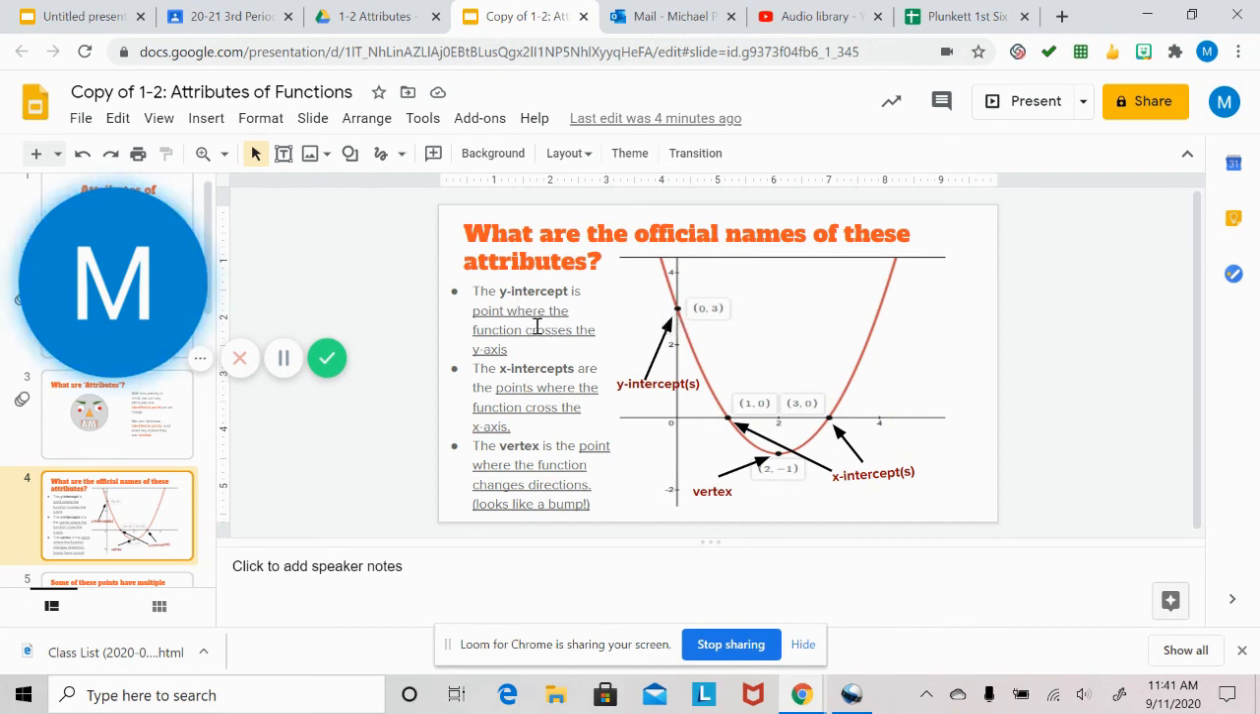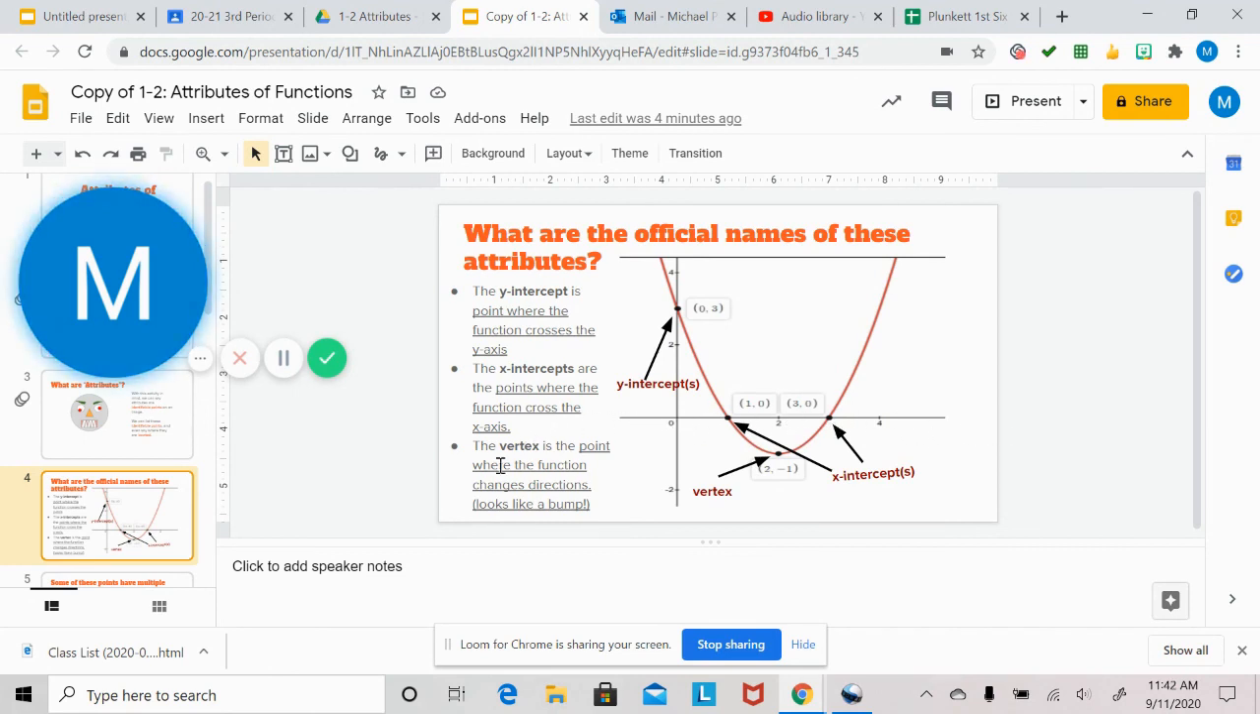If we look at the y-intercept, it's where the graph crosses the y-axis. Remember, your y-axis goes up and down. It's that black bolded reference line. And same thing with the x-intercept. The x-intercept is where the graph crosses paths with the x-axis. And remember, the x-axis runs horizontally, side to side.